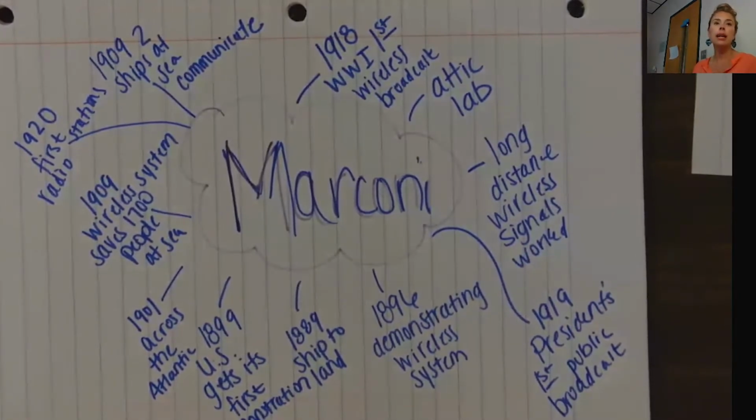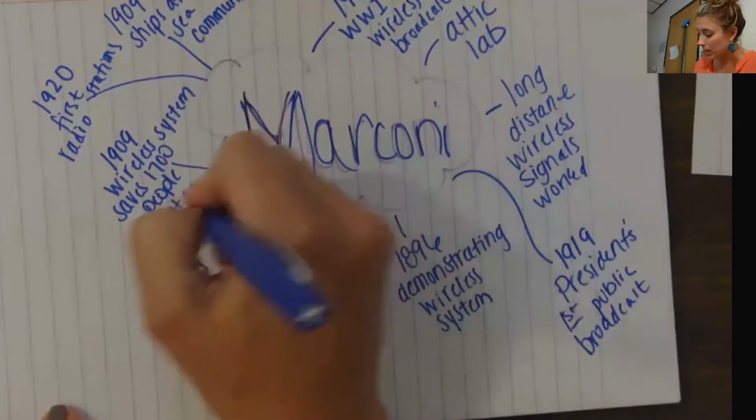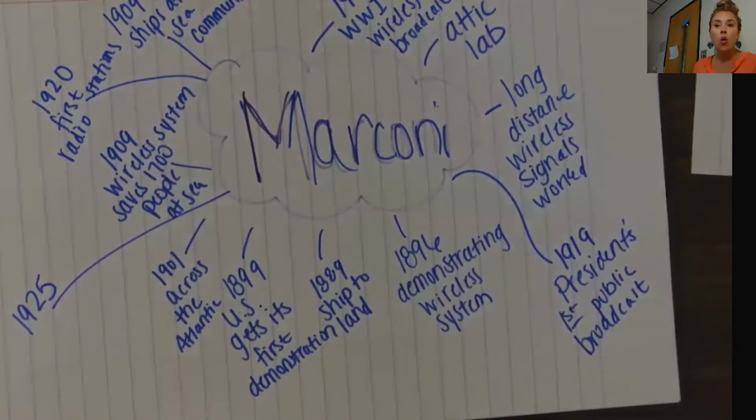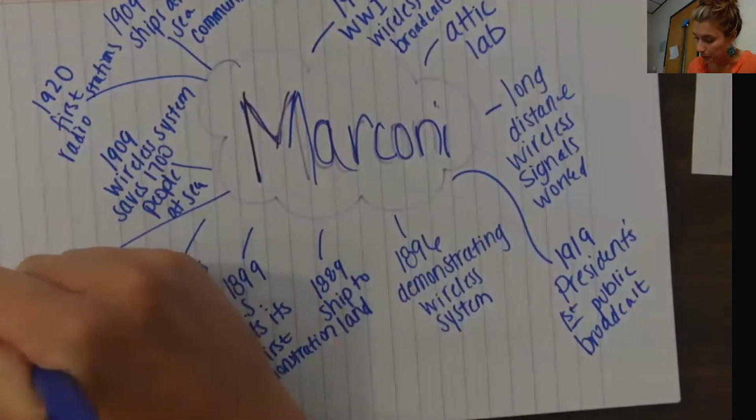Then let's finish up our list with 1925. 1925 was a big year, guys. It was a year that marked the fact that Marconi's wireless system had in fact caught on, and it's now what we consider radio. That is a major source of entertainment and news, even in people's homes. So 1925, that's a big one. That is when radio was considered entertainment.